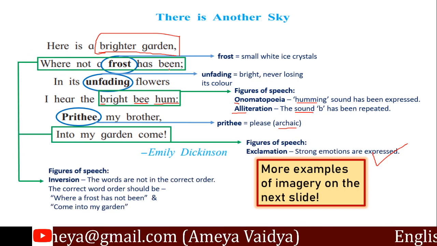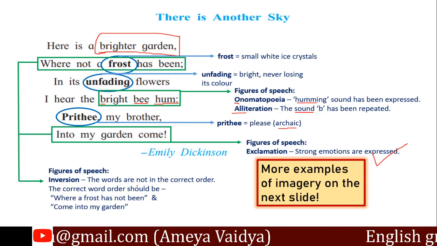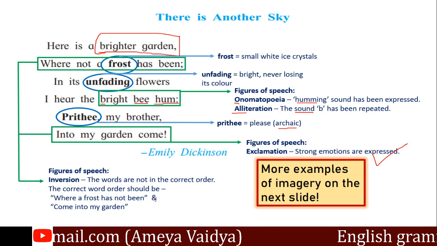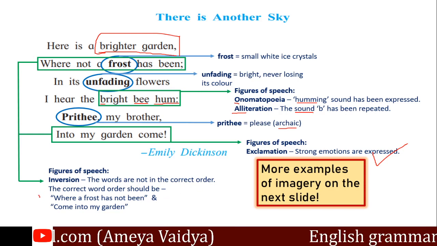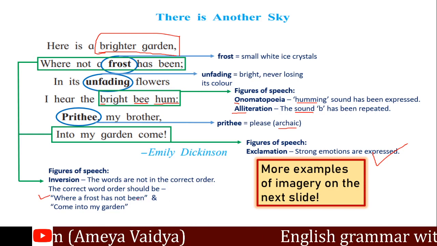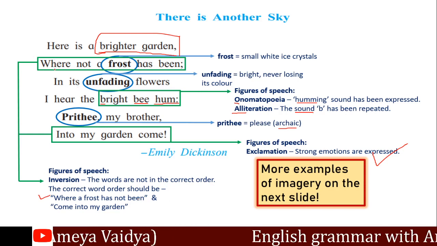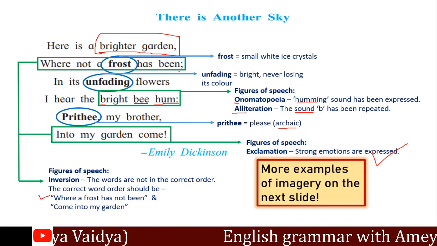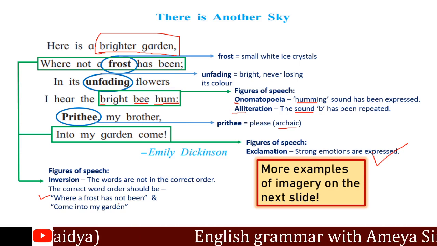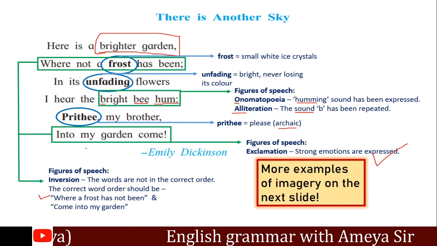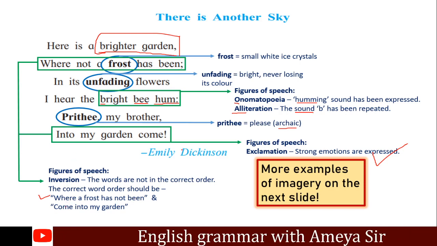"Where not a frost has been" is inversion, because the words are not in the correct order. The correct word order should be "where a frost has not been." Again, what has the poetess written? "Where not a frost has been." The correct order should be "where a frost has not been." Okay. The second one is "into my garden come."